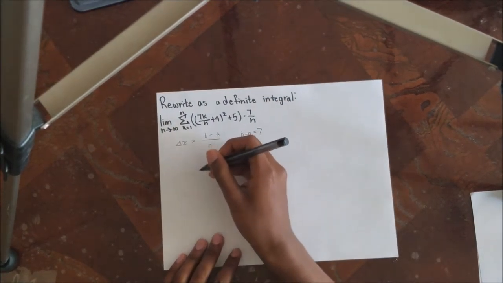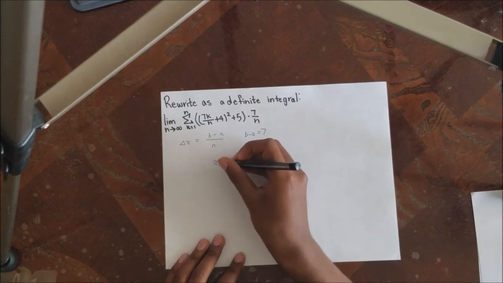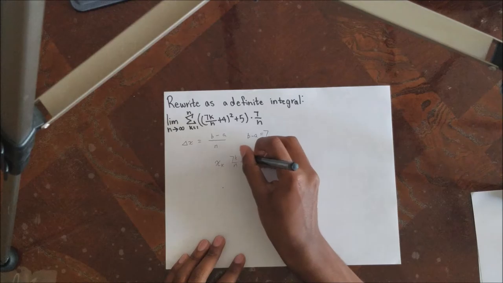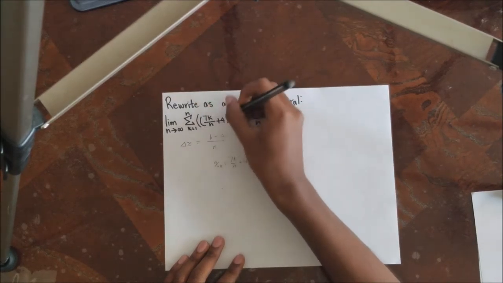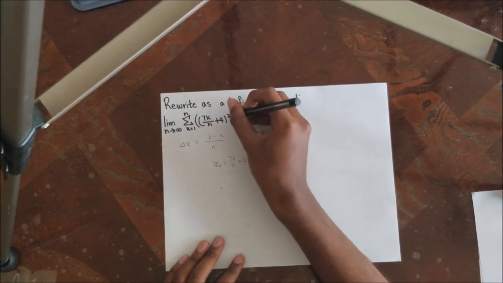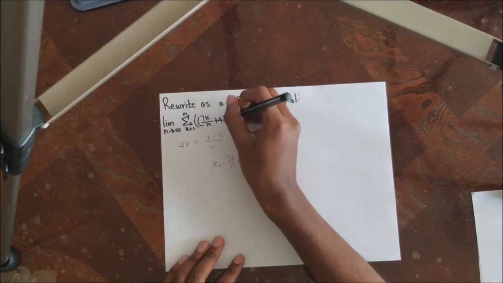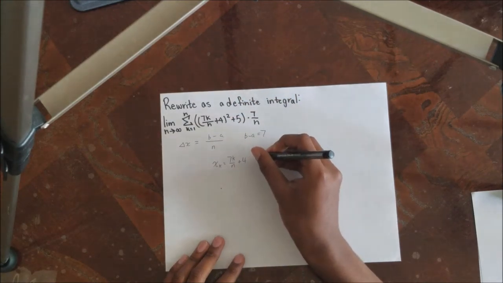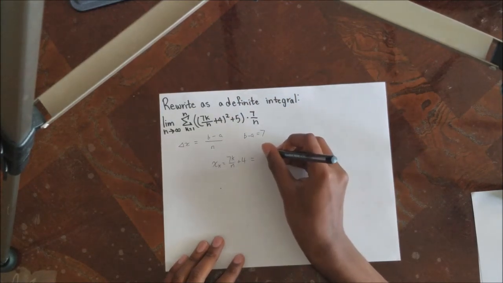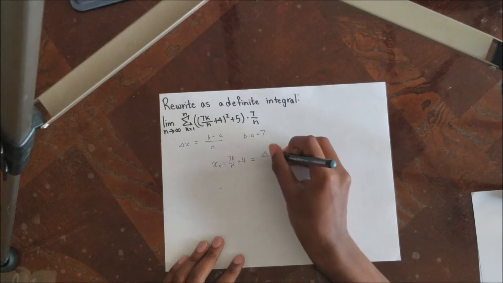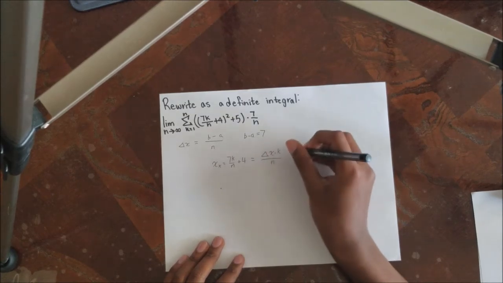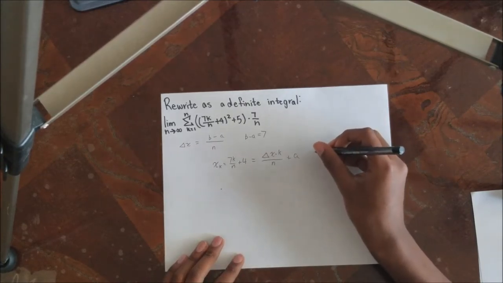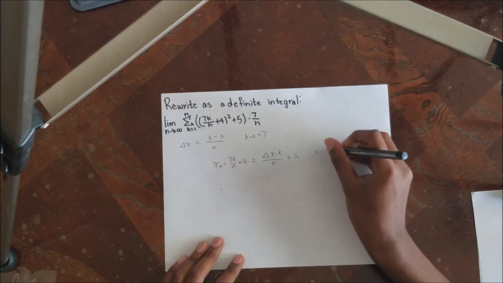Next, let's work with x sub k. So that means 7k over n plus 4. Because remember, this is our x sub k. Don't include this squared, because this is the actual function. 7k over n plus 4. So there we go. We know that this is delta x times k over n plus a. Now from here, what we can figure out is that our a is equal to 4.